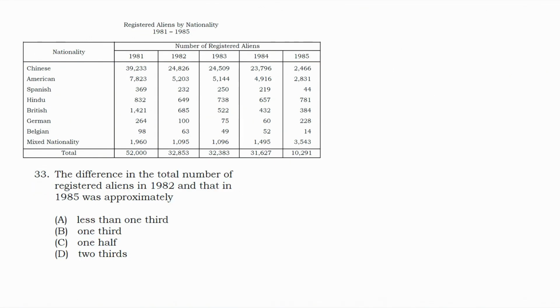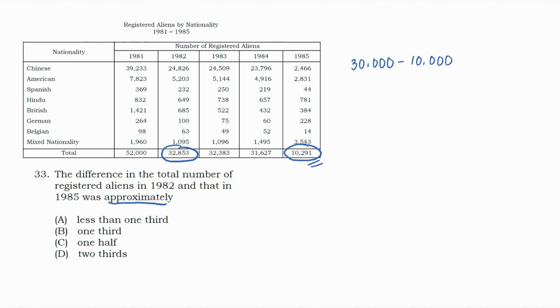Number 33, the difference in the total number of registered aliens in 1982 and that in 1985 was approximately, so binigyan tayo ng mga fractions. So for this one, gagamitin natin yung data for 1982 and 1985, yung total ng registered aliens. So kukunin natin yung difference, so 32,853. Instead of writing yung complete number, i-round ko na lang to the nearest 10,000 since approximate naman yung pinapakuha sa atin. Pinapa-approximate lang. So, 30,000 minus 10,000.